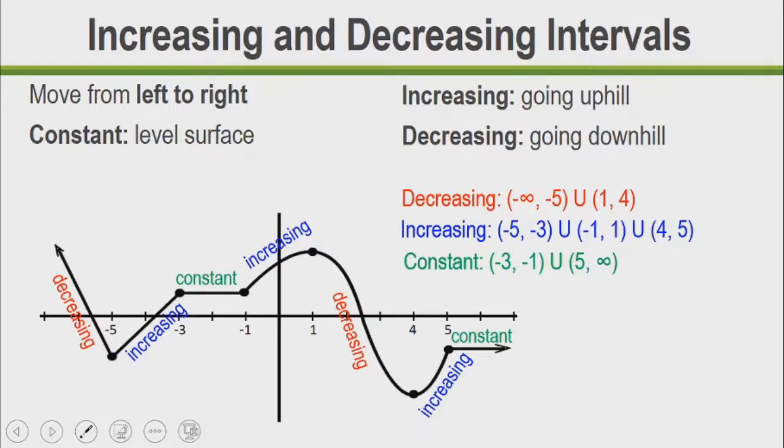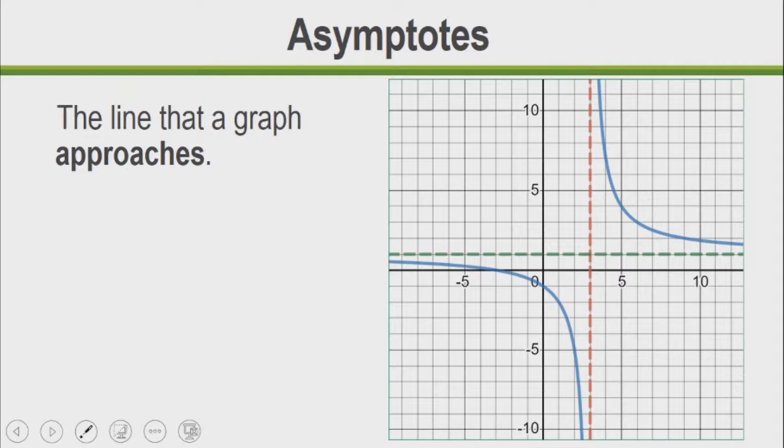So the asymptote is the line that a graph is approaching. This is an example of a rational function. If you look at this function, you can see that the blue curve, the graph, is approaching this red and this green line. So this red and this green line are called asymptotes.